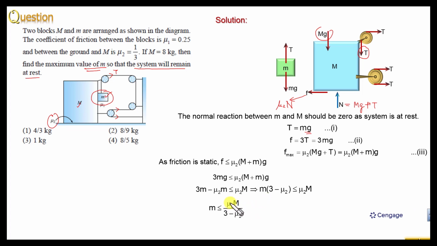Now we can substitute the values of mu2 and capital M. Capital M we are given as 8 kg and mu2 we are given as 1 by 3. So let us substitute these values. Now we can calculate. The denominator is 9 minus 1, that is 8 by 3, and the numerator is also 8 by 3. That means this value is 1. It means m should be less than or equal to 1. It means the maximum value of small m should be 1 kg. That means the third option is the correct option.